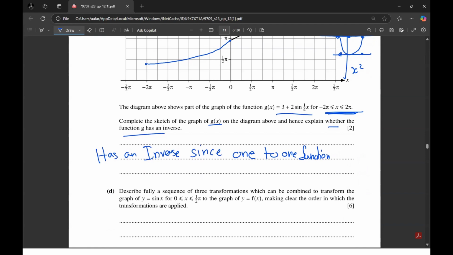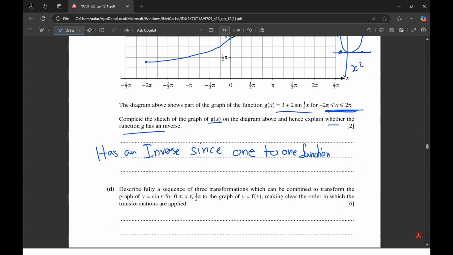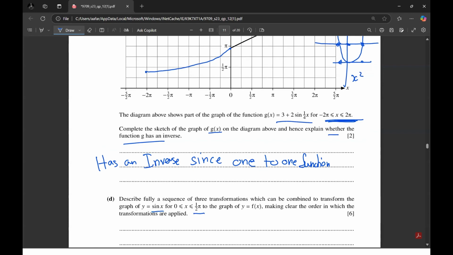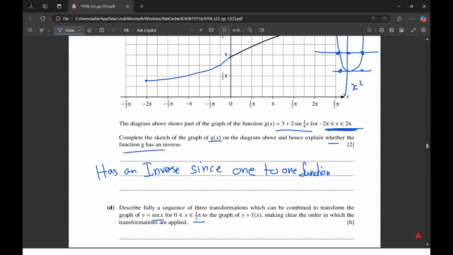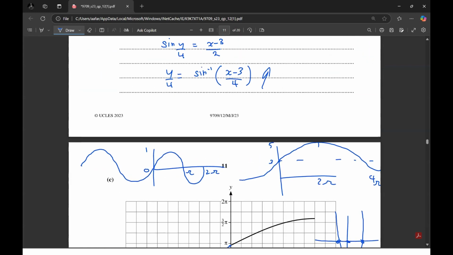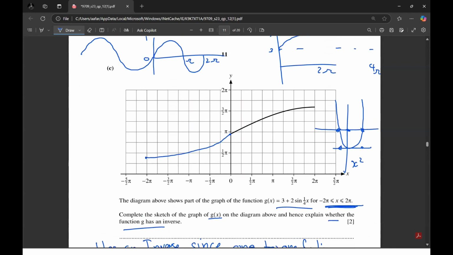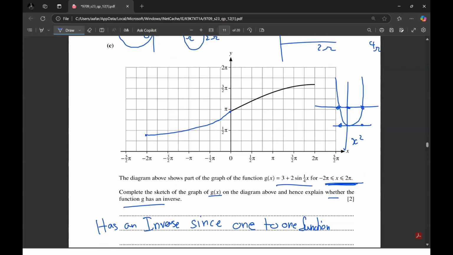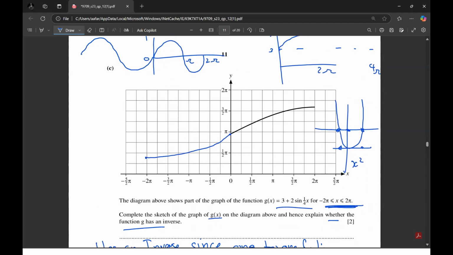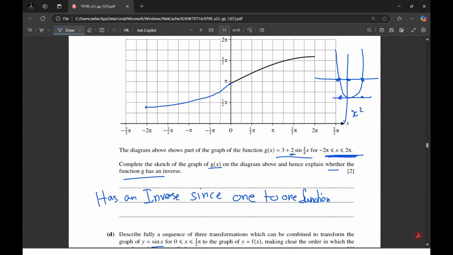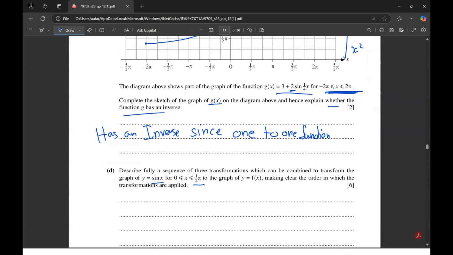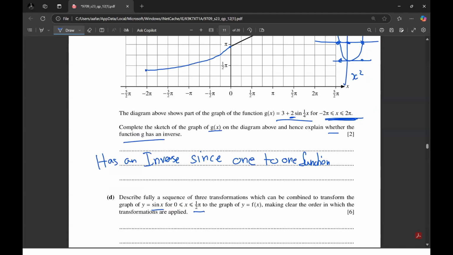Describe fully a sequence of three transformations which can be combined to transform the graph of y is equal to sine x, for 0 to half pi, to the graph y is equal to f(x), making clear the order in which the transformations are applied. So basically, this is the same thing which we did over here. If we just explain what we did, first it has an amplitude change, right? Since it's being multiplied by 2, we can say that it has a stretch factor of 2.